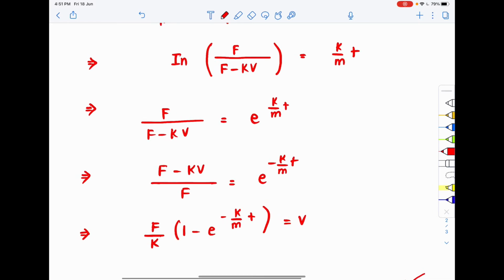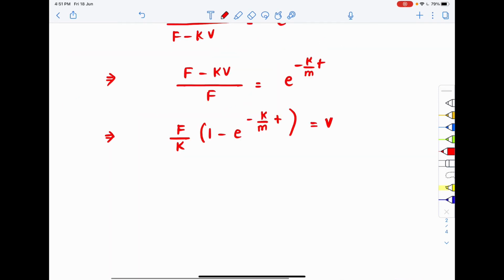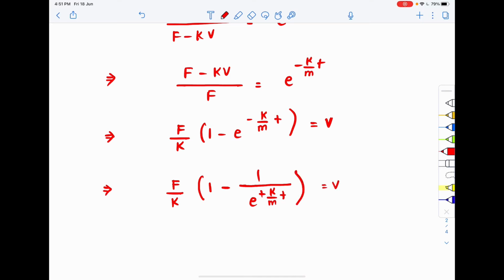So that means the speed v will be varying in this form. Now see, I can write v again in this form, F by k times (1 minus 1 by e to the power plus k by M times t). So this will be equal to your v, okay?